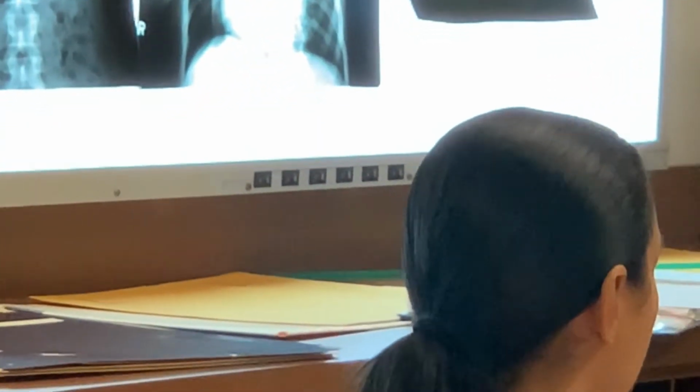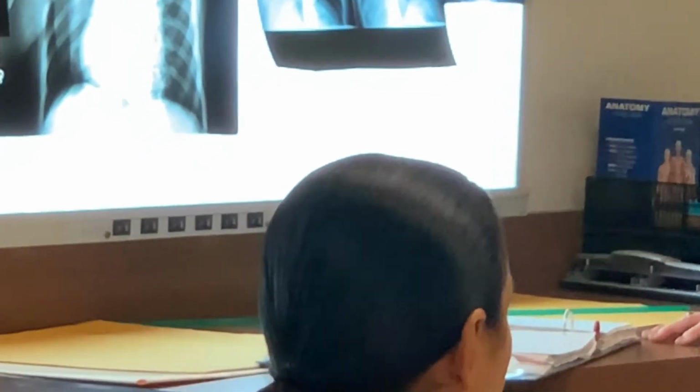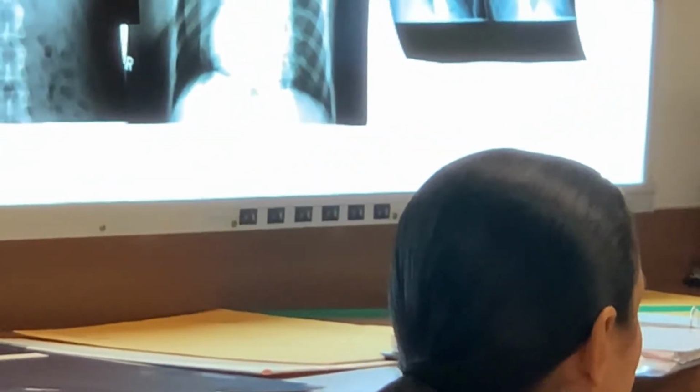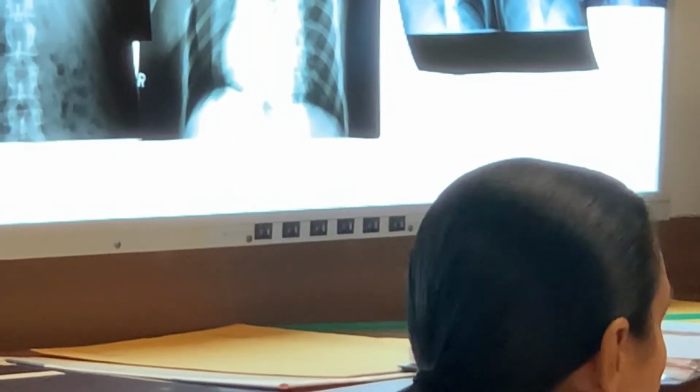Always remember on an x-ray, an RPO is an LAO, and an LPO is an RAO. It doesn't matter what we're talking about. It's the same look. Right? It's just the mirror image.